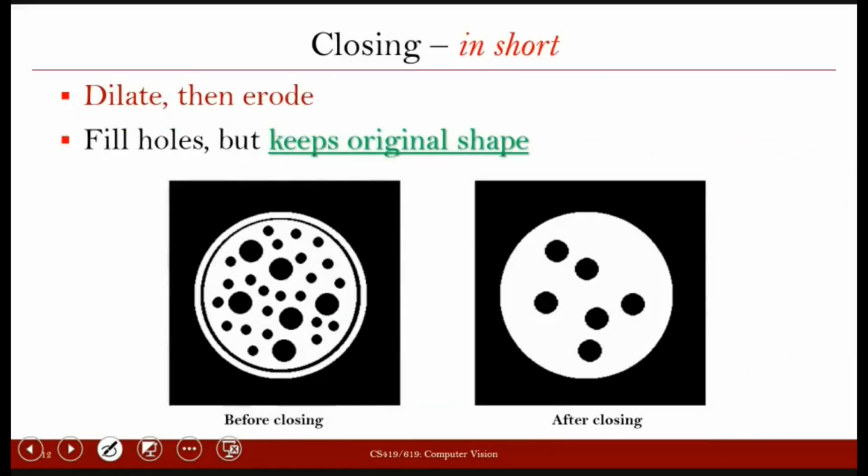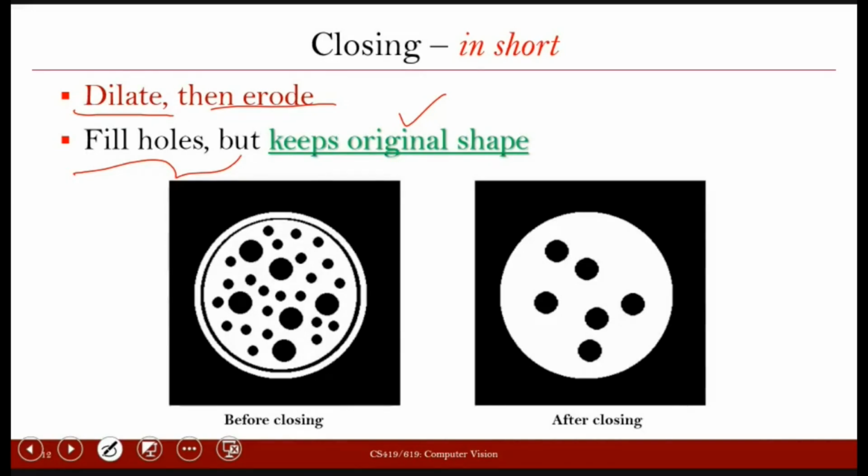Now let us discuss closing. In case of closing, we are going to perform dilation first, and then we are going to erode so that we can come back to the original. We can bring back the objects to their original shapes. In this process, we will be able to fill the holes and keep the original shape. The reason for this is that holes will be small, so when we are performing the dilation, small holes will get filled. Only the bigger object will survive.